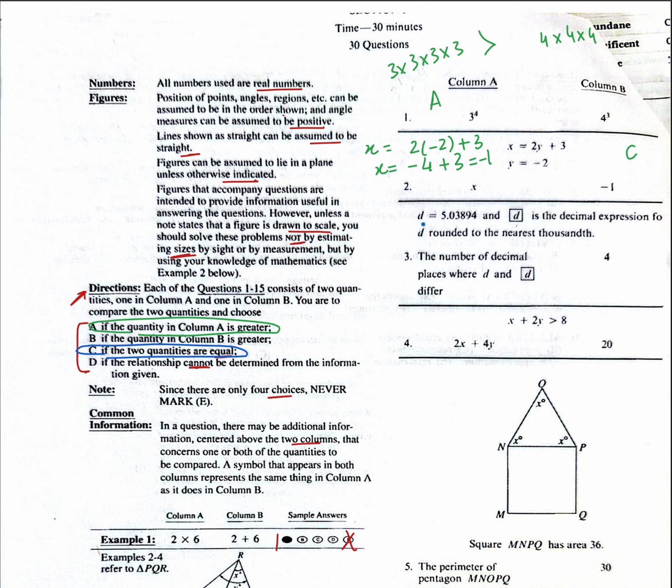Okay, now D is equal to 5.03894, and D dash is the decimal expression for D rounded to the nearest thousand. So if I round off this D to the nearest thousand, I'll get something of that sort. So this will be having 2 digits less, right? The question says the number of decimal places where D and D dash differ.